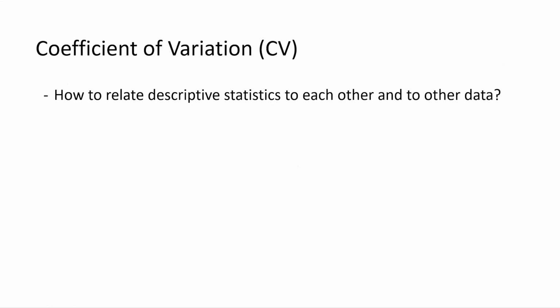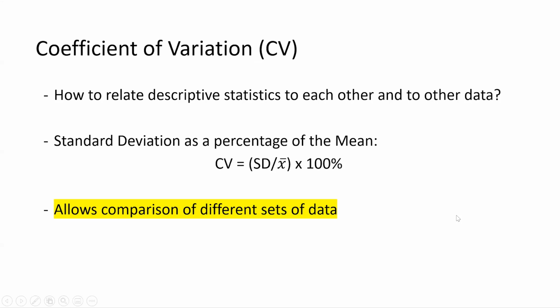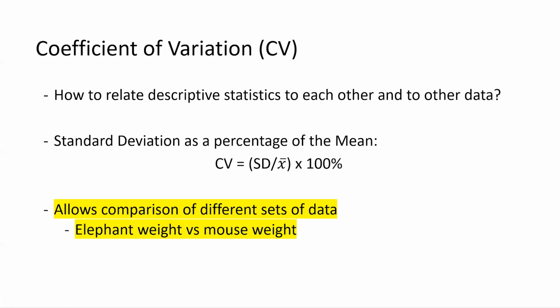Okay, so there's also something called a coefficient of variation, CV. This is how we relate descriptive statistics to each other and to other data. It's essentially the standard deviation as a percentage or proportion of the mean. It's the standard deviation divided by the mean times 100%. It allows us to compare different sets of data. So, elephant weight versus mouse weight, right?